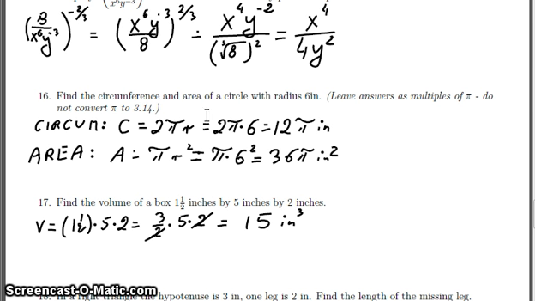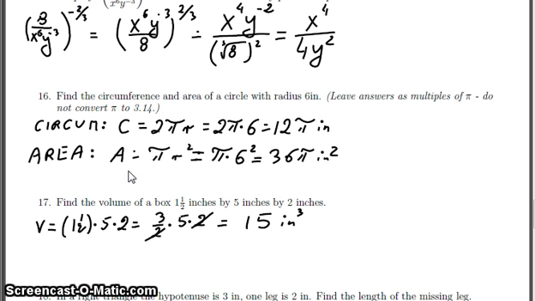Find the circumference and area of a circle with radius 6 inches. Leave answers as multiples of pi. Do not convert pi to 3.14. So the circumference is 2 pi r. So you just replace r with 6, so you have 2 pi 6, which is 12 pi inches.